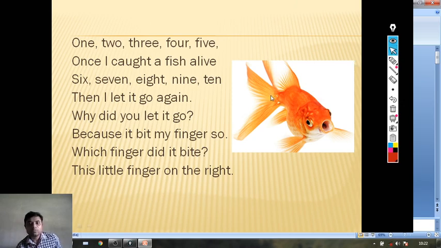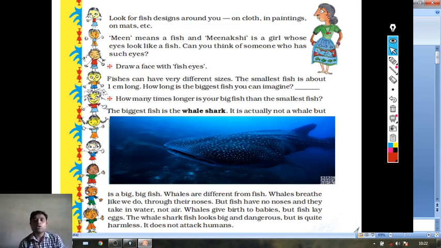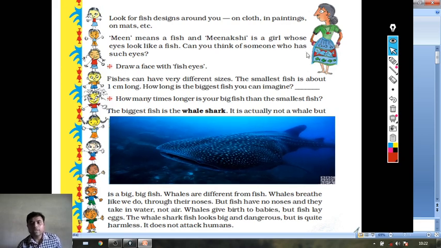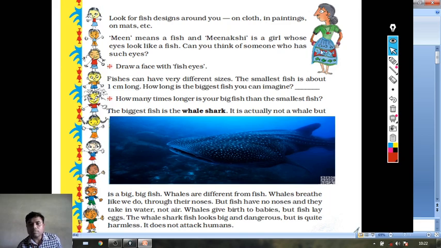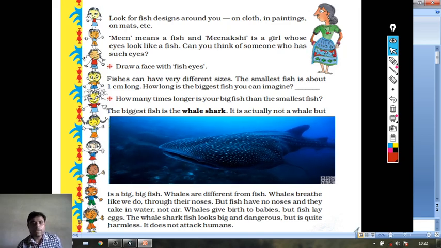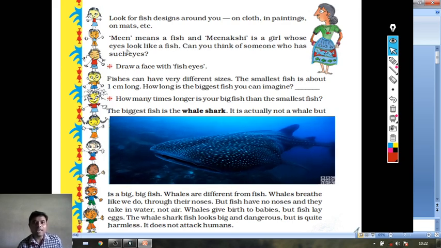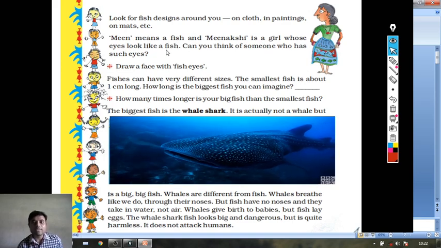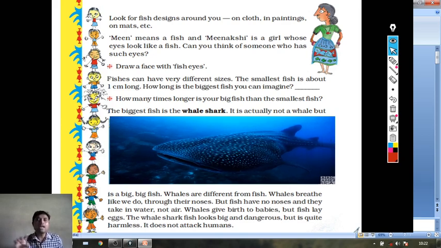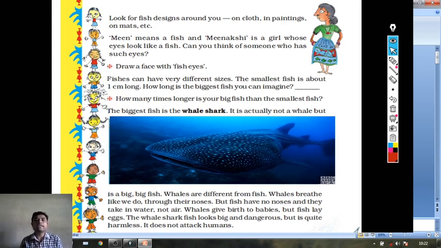Now, look for the fish designs around you, on cloth, in paintings, on mats, etc. You have noticed that on cloth you can see some designs made with fish. Meen means a fish, M-E-E-N, and Meenakshi is a girl whose eyes look like a fish.